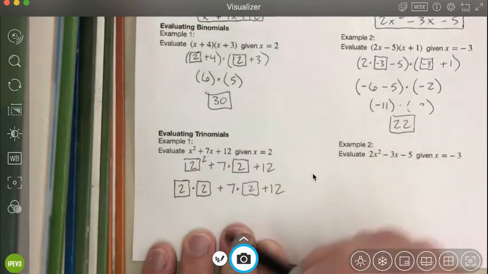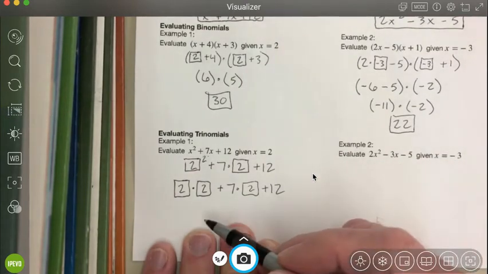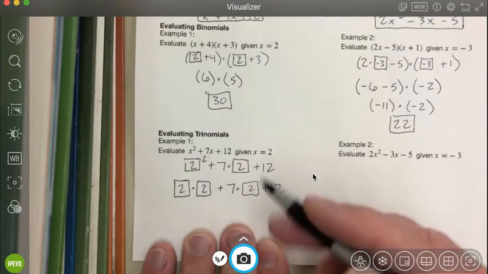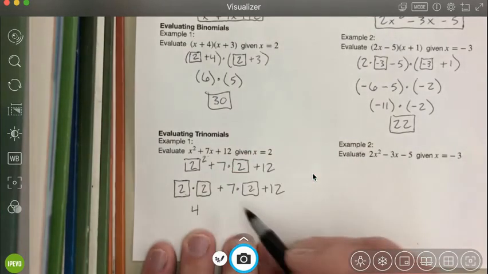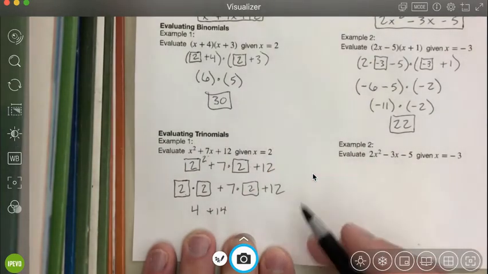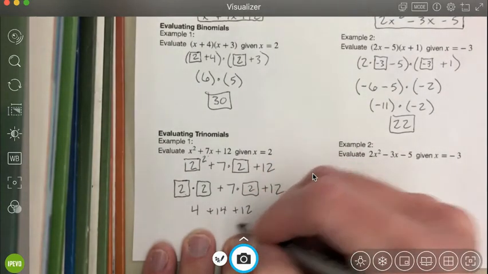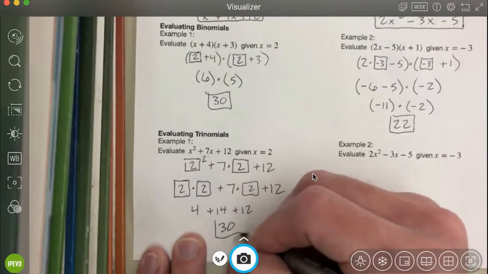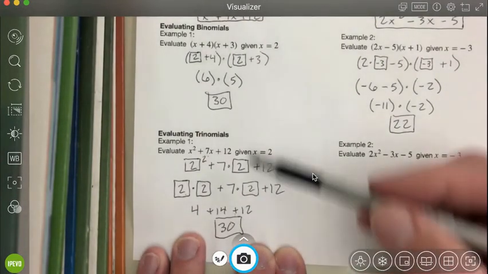And now I'm ready to deal with all my multiplication because there's no parentheses. So 2 times 2 is 4, plus 7 times 2 is going to be 14, plus 12, and I get 30. Same exact answer as above.